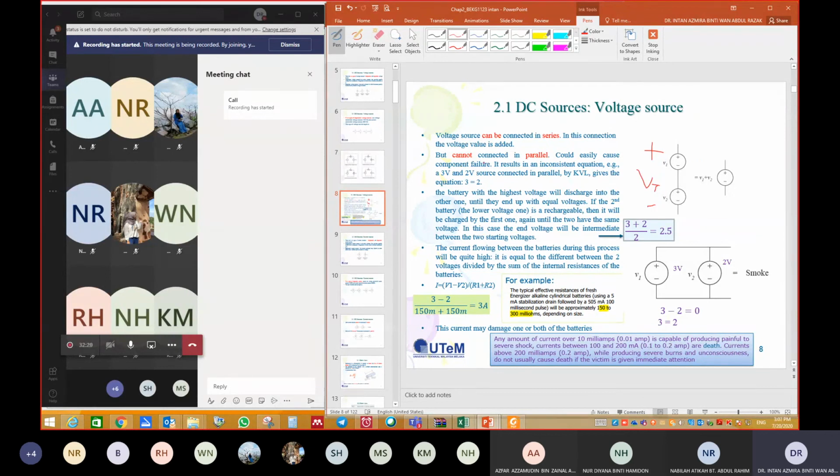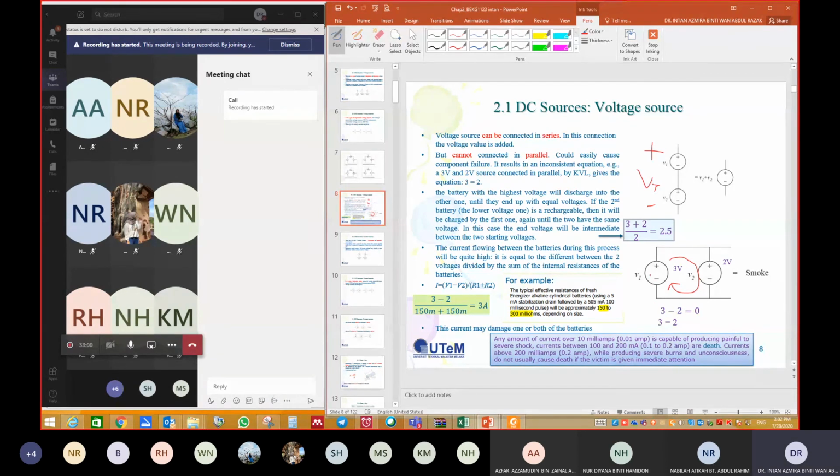Okay, voltage sources cannot be connected in parallel. It could easily cause component failure. It results in an inconsistent equation because, let's say we have 3 volt here and 2 volt here, different values. If we apply KVL in this loop, we just add all the voltage sources and make it equal to 0.